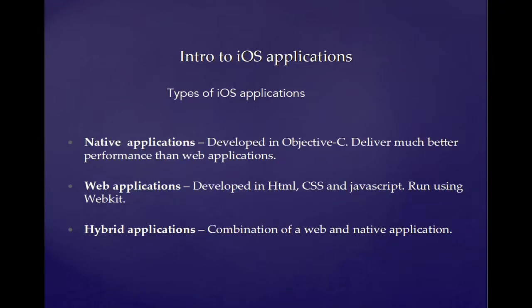So there are basically three kinds of iOS applications. One are the native applications, which are basically developed in Apple's own language, Objective-C. These deliver much better performance because since they're native code, they can use all the native functionalities like camera and audio recording and all that.